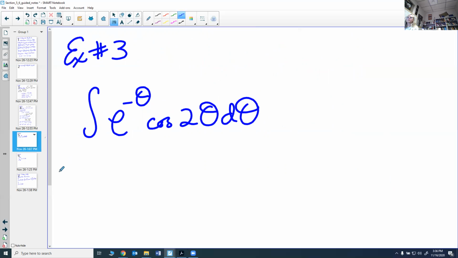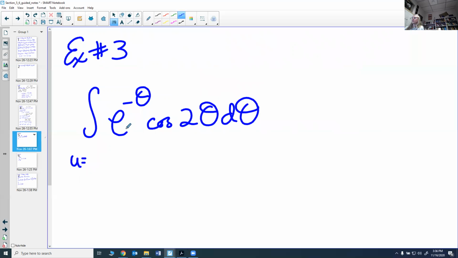Let's try another one. This is the integral of e to the minus theta cosine of 2 theta d theta. Again, I notice I have a product going on here. I've got some nasty things going on here. I don't see anything that would be substitution. So we're going to let u equal.